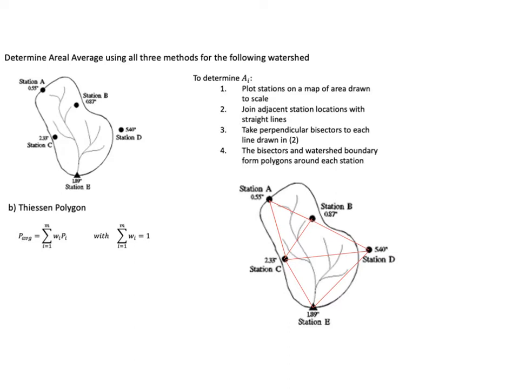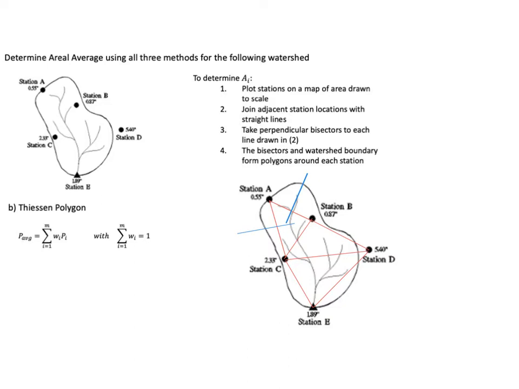So I'm going to do that with blue lines. Okay, so there's the perpendicular bisector of the line that goes from station A to station B. So it's perpendicular to that line and it's right in the middle, approximately. That's why you do this to scale. And then you can do the same for the line between B and C. So I'm going to approximate a perpendicular line here through B and C, right through the middle.